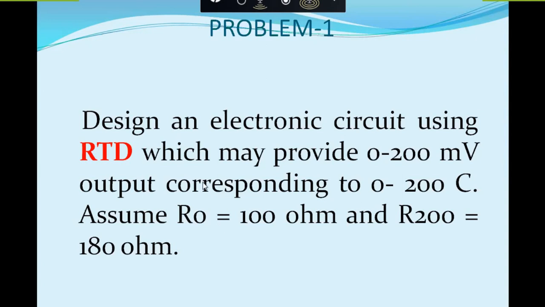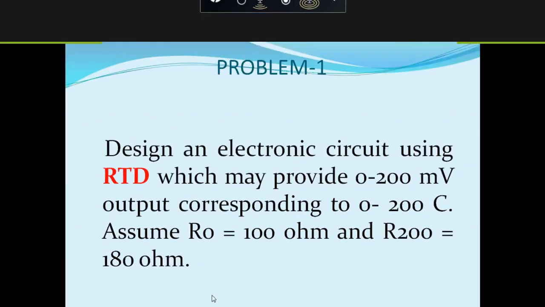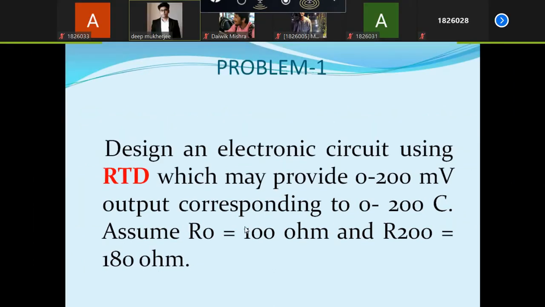R0 means resistance at 0 degrees Celsius, and the resistance at 200 degrees Celsius, up to 100, is equal to 180 ohm. Okay, 180 ohm. So if you face this type of problem in exams, how do you proceed?